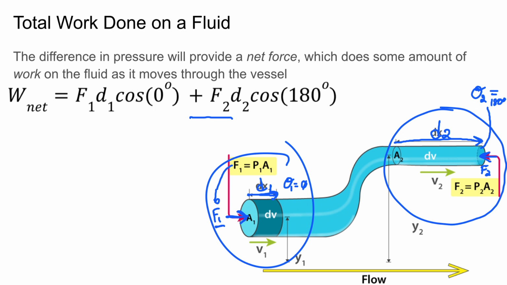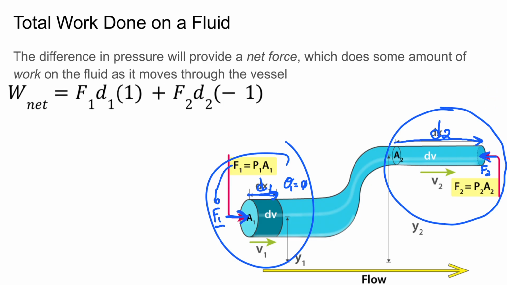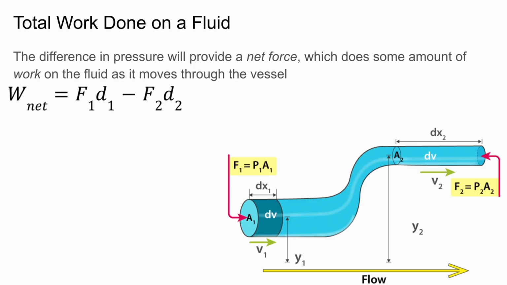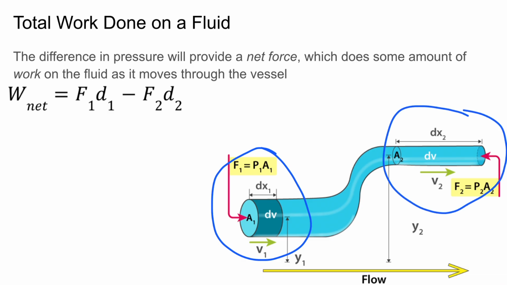And so if we plug those numbers in, we know that cosine of 0 is 1 and cosine of 180 is -1. And so we can substitute in those numbers, 1 and -1, and we end up with this term now: F1d1, or the force times the distance that the particles move over some time interval at point 1, the upstream portion of our fluid, minus F2 times d2, or the force felt at the downstream portion of our fluid times the distance they're moving over that same time interval.